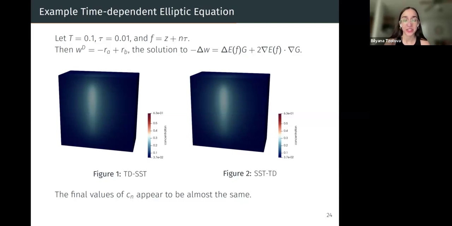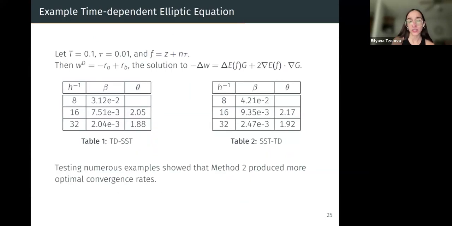It's pretty hard to tell which one is doing a better job, and the range of them is about the same. So in order to figure out which one is closer to the actual solution that we want, we're going to calculate our relative errors and then our convergence rates. We expect a convergence rate of about 2 for both of these problems, and we see that our method 2 gives us better errors and better convergence rates. So we decided to move forward with method 2, where we apply the singularity subtraction technique first and then do a time discretization.